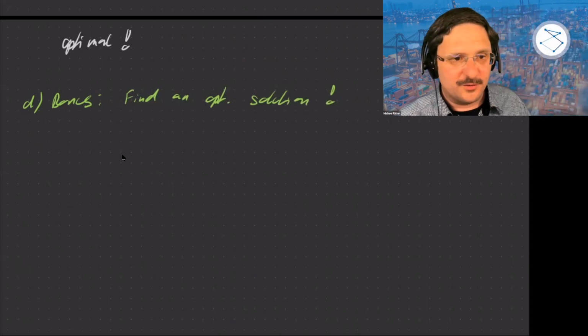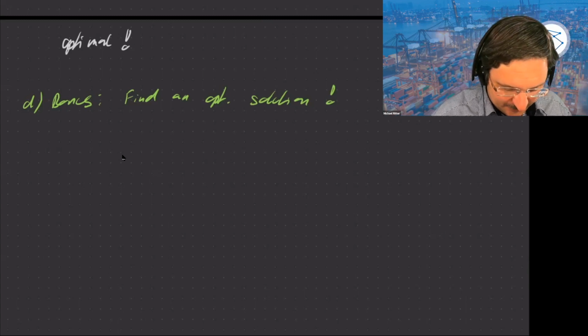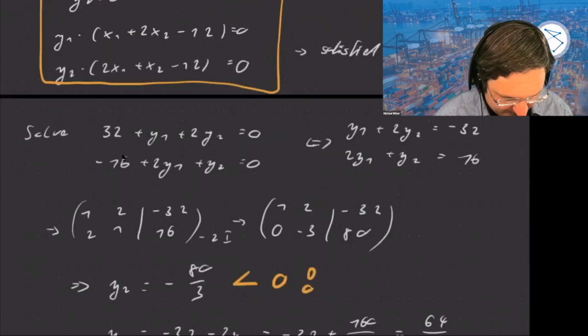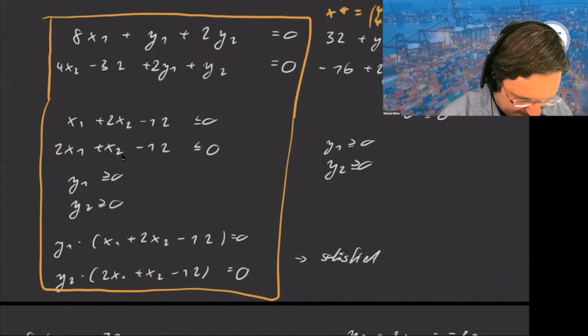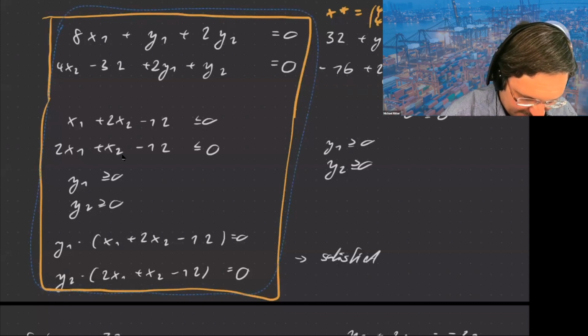So what do we do to find an optimal solution? Again, let's recall the KKT conditions. Let's see. No, that's wrong. Where do we have the KKT conditions here? So here are our KKT conditions. What you stated already.